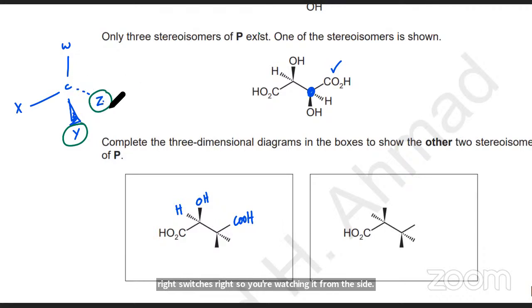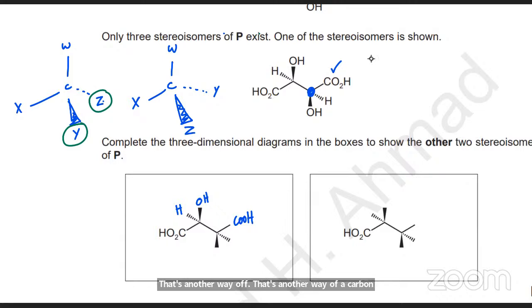So what will happen is that the bond that's going into the page, if it gets mirrored along this plane, instead of going behind the page, it's going to be coming towards you. And the bond that's coming towards you is going to be going behind the page. So there's another way of mirroring a carbon atom: you keep everything exactly the same. Imagine that you're mirroring this carbon atom on this board. Z is going into the board, but now Z will be coming out of the board. Y will be going out of the board, but after it gets mirrored along this plane, it will be going behind the board. That's another way of mirroring a carbon atom, the non-conventional way of doing that.